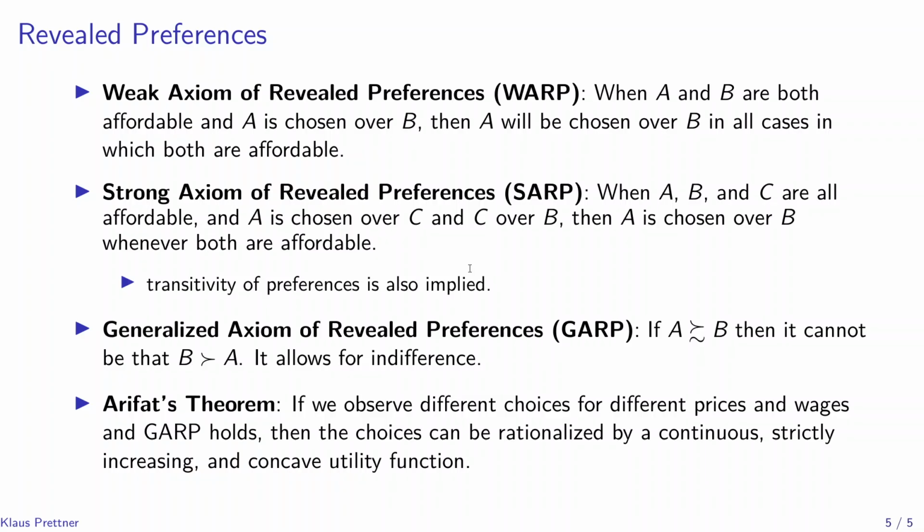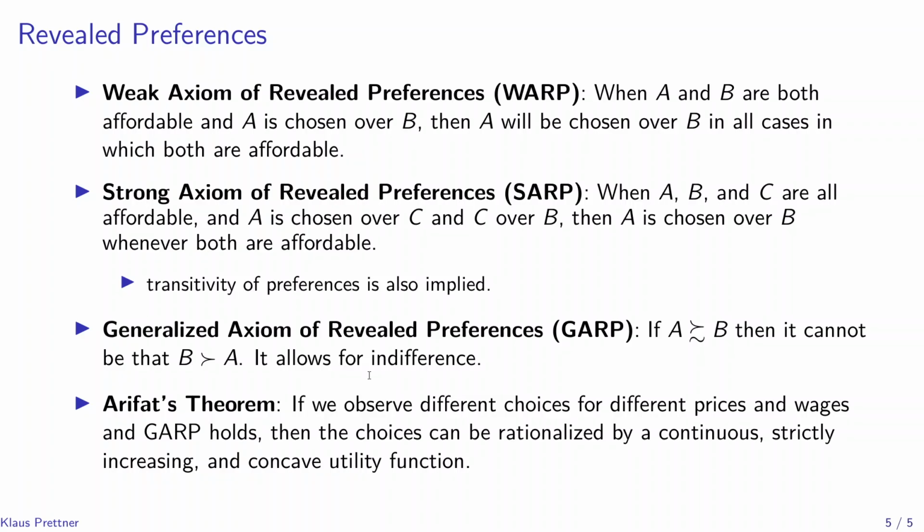The strong axiom of revealed preferences is, as the name says, a bit stronger because it also requires the transitivity of preferences. So here we have again two options A and B, but we cannot compare them directly, but only in reference with an option C. So then if A is chosen over C and C is chosen over B, then the strong axiom of revealed preferences implies that A will be chosen over B when both are affordable. So that is exactly what we already know from the transitivity of preferences, so that no cycles occur where we prefer A over B, B over C, but then C over A. So that's ruled out here.